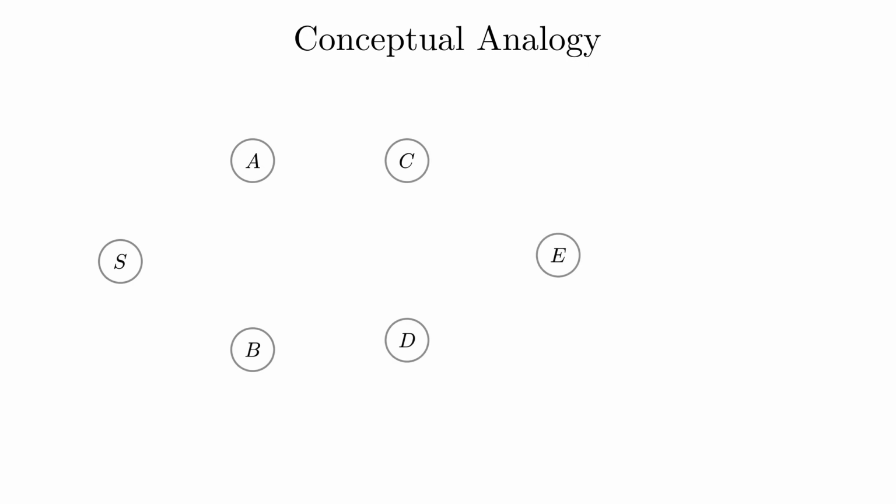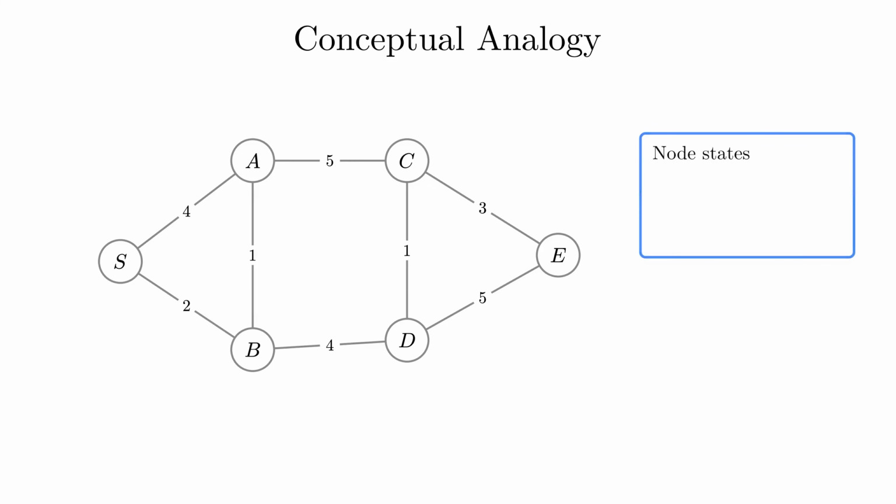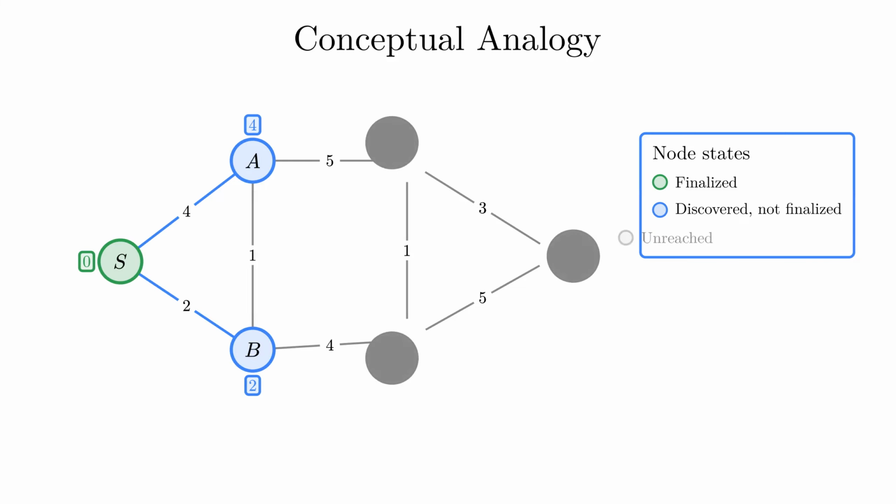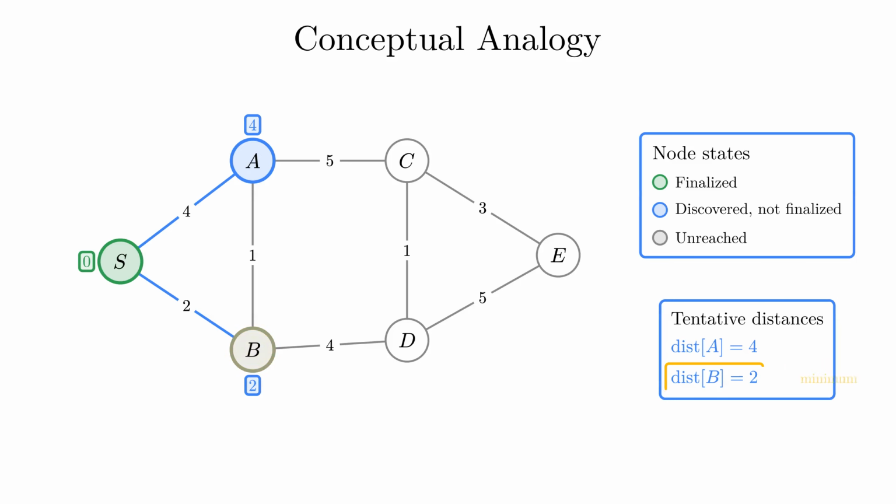At any stage, the algorithm divides the nodes into 3 groups. Finalized nodes are the nodes whose shortest path from the source is final. Discovered but not finalized nodes are the nodes that are discovered, but whose shortest path from the source is not yet finalized. Unreached nodes are the nodes that are not yet reached.